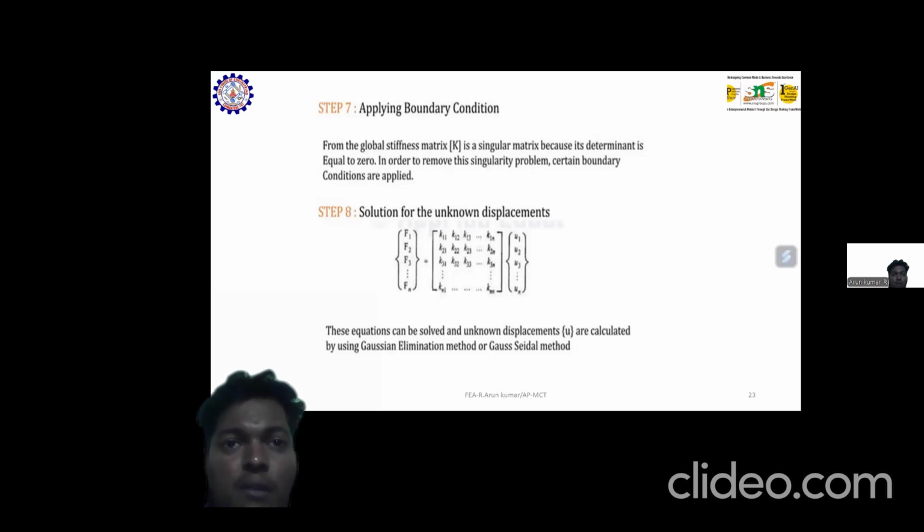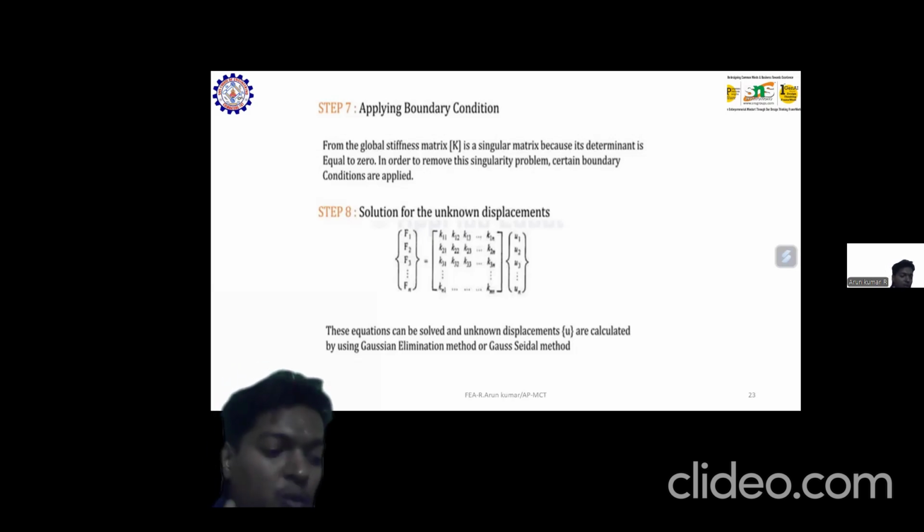For the rest of the numbers you have to solve and find the unknown displacements. For example, if I also fix the third, that means U3 is also 0. When U3 is 0, you have to eliminate that element also, for example, by eliminating the third row and third column. If I solve in this way, I can find the unknown displacements after applying the boundary conditions. This is the most essential method for solving FEA problems.